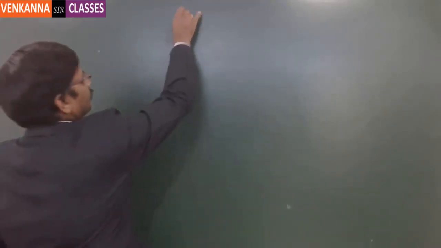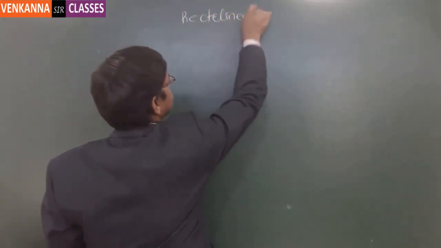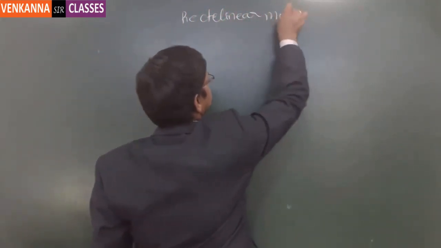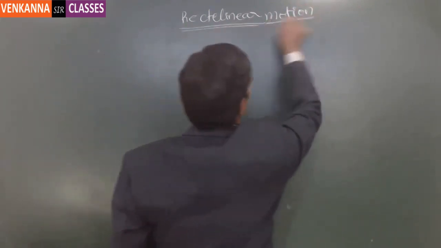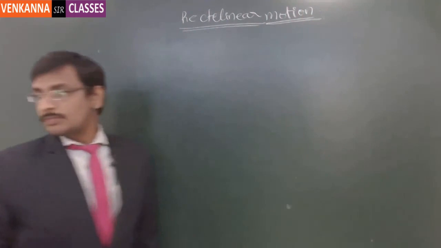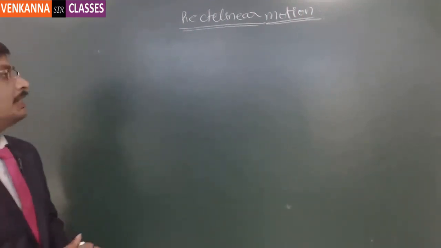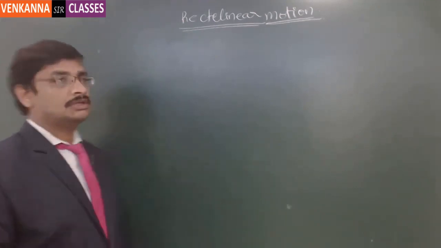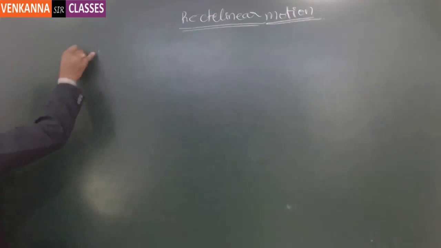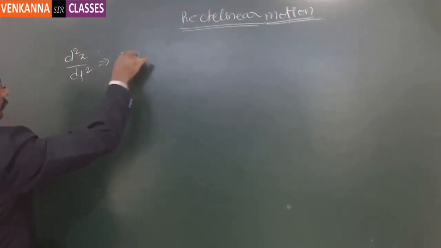So let us start. Rectilinear motion. In the rectilinear motion, we dealt with the normal scenarios, that is with d square x by dt square, which may be a function of time.